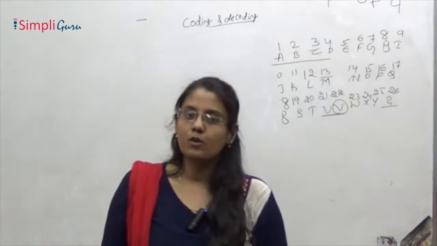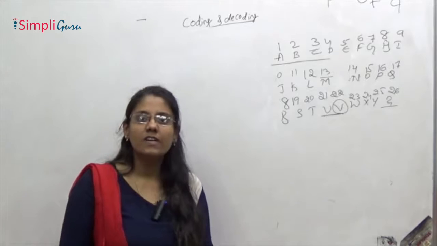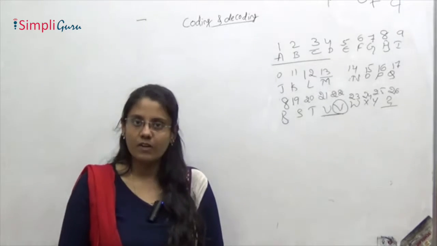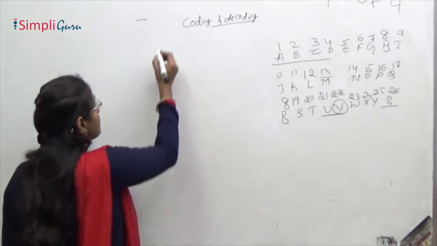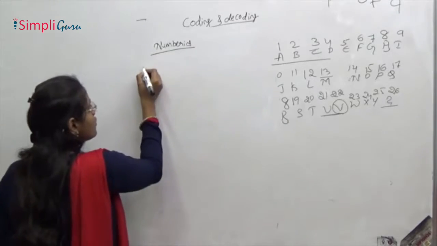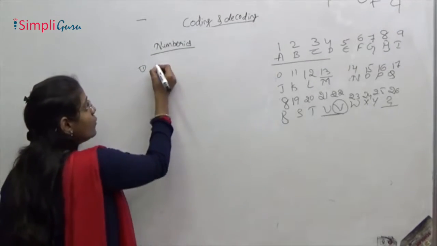Good afternoon. In the morning session we discussed coding and decoding, but we discussed only one type, that is alphabetical ordering, how they play with the alphabet. Now we will discuss numbering. There are more than 6 ways of asking the question. I will tell how.